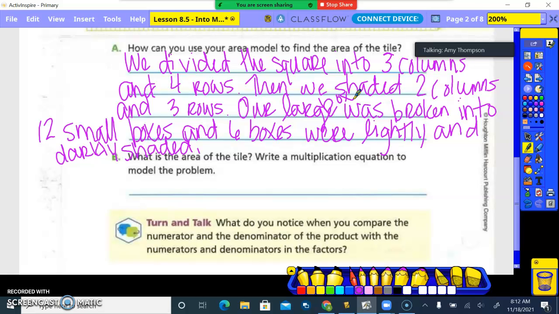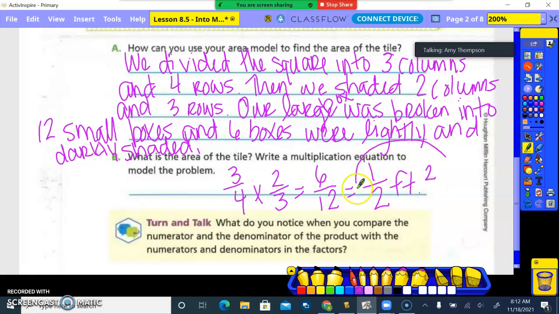So what is the area of the tile? Write a multiplication equation to model the problem. So we already did that up at the top, right, guys? We did the 3/4 times the 2/3, which got us 6/12, which then got us 1/2, right? What's my label though? So we found the area, right? So what's my label? Half of a foot squared, because we did the area model, okay? Or it could be half of a square foot, either way, right?